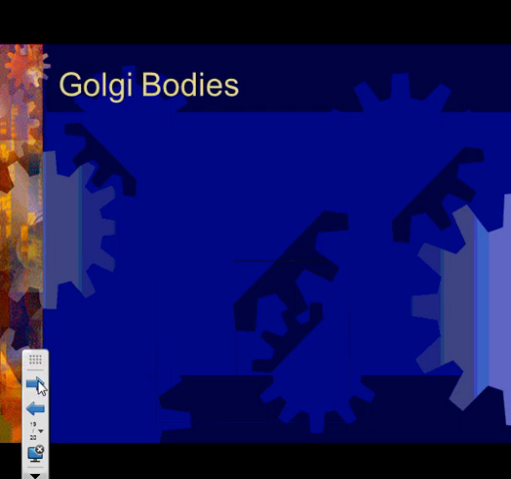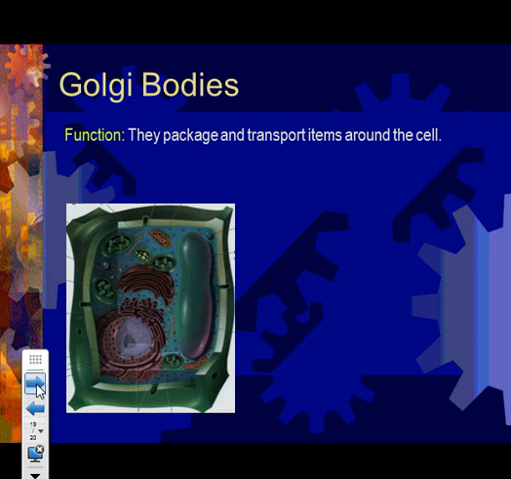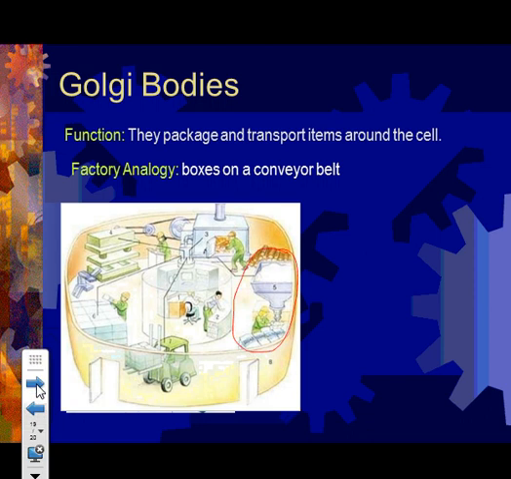And our final cell part are the Golgi bodies. Golgi bodies' function is to package and transport items around the cell. These are Golgi bodies here. You'll see that they work closely with the endoplasmic reticulum. They package things up and then they're transported throughout the endoplasmic reticulum to different parts of the cell. They could even be packaged up to leave the cell. The factory analogy would be like boxes on a conveyor belt. Again, things being packaged and moved around the cell.